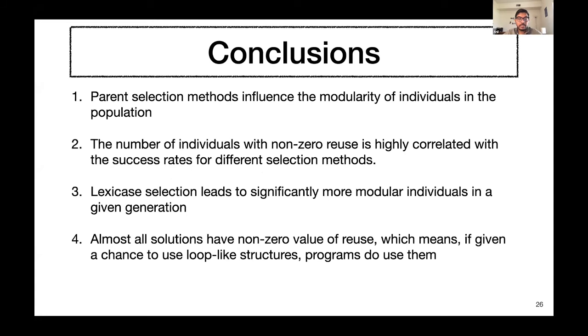Third, Lexicase Selection leads to significantly more modular individuals, or individuals with some form of reuse, in a given generation. Fourth, almost all solutions have non-zero value of reuse, which basically means if given a chance to use loop-like control structures, programs do tend to use them.